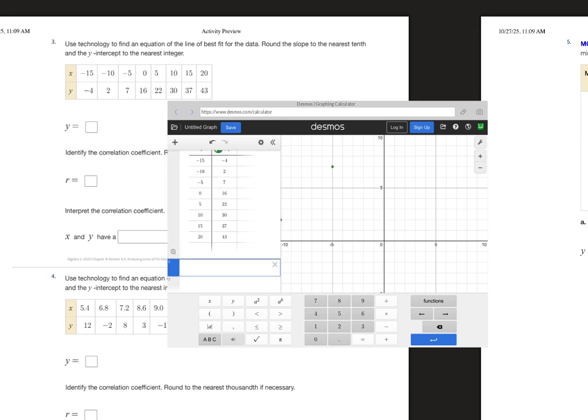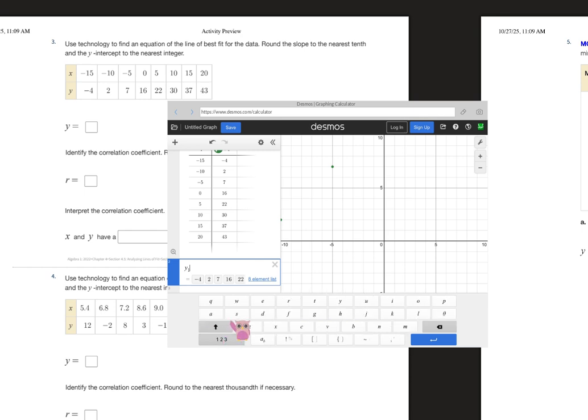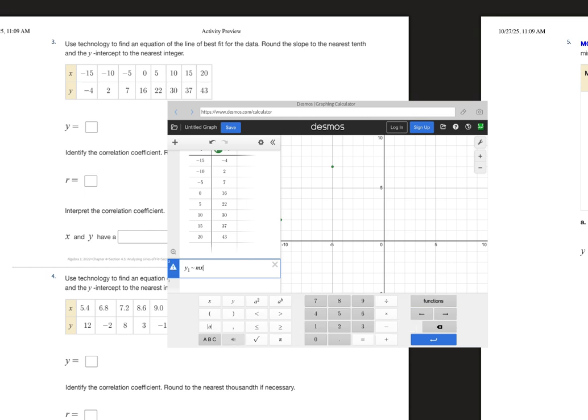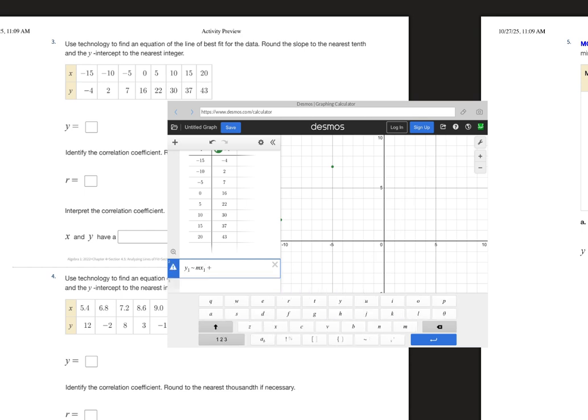So I'm just going to tap right there. And now here's the tricky part. Y1. And then I hit ABC. ABC was right down in this area, and it brings up this keyboard. And I want to hit this little thing right here, it looks like a little squiggle. And then I'm going to type MX with a 1 plus B.